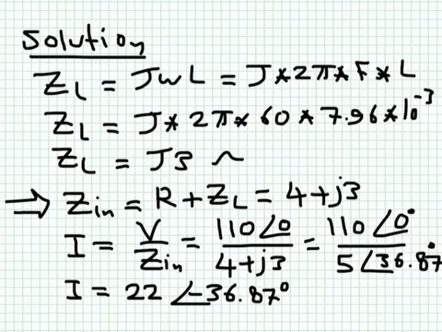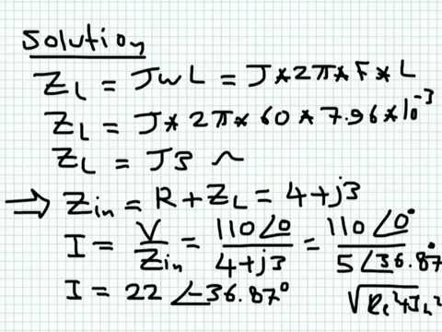Now, what is the current? You divide these two complex numbers, the phasor of the voltage and the phasor of the impedance. So this is 110 angle 0, and this is RMS, you divide it by 4 plus j3. And 4 plus j3, you can convert it to its polar form. The magnitude of a complex number is simply the square root of the real part squared plus the imaginary part squared. So it's the square root of 16 plus 9, which will give you 5. The angle is the inverse tangent of the imaginary part over the real part. So inverse tangent of 3 over 4, and this will give you 36.87 degrees.